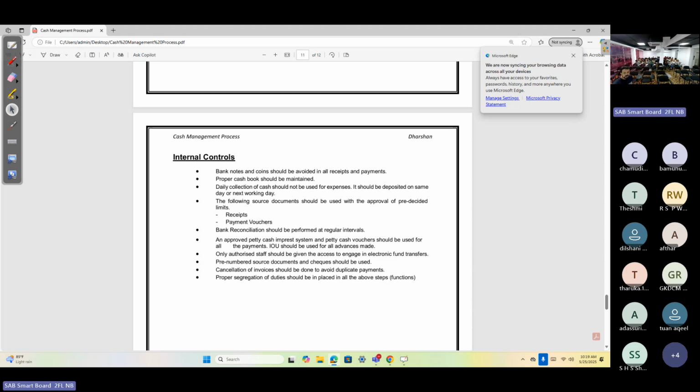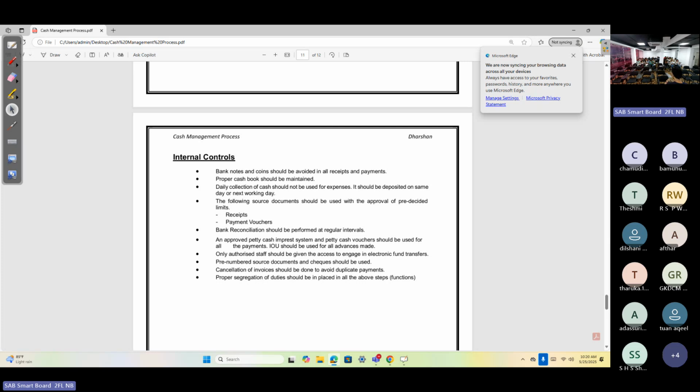The following source documents should be used with the approval of pre-decided limits: receipts and payment vouchers. Bank reconciliation should be performed. An approved petty cash imprest system and petty cash vouchers should be used. For all payments, only authorized staff should be given access to engage in electronic fund transfers.